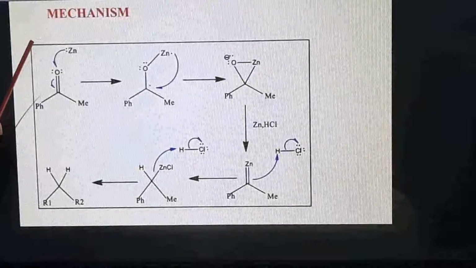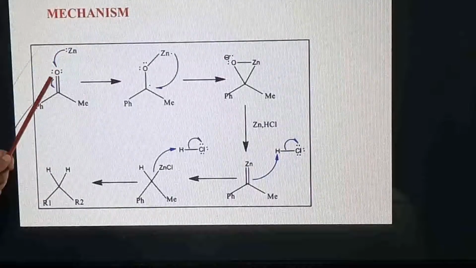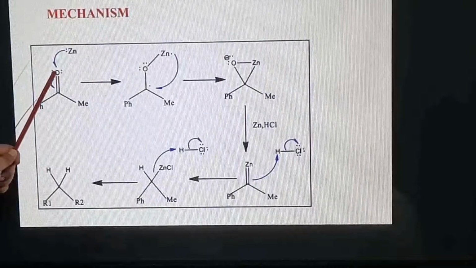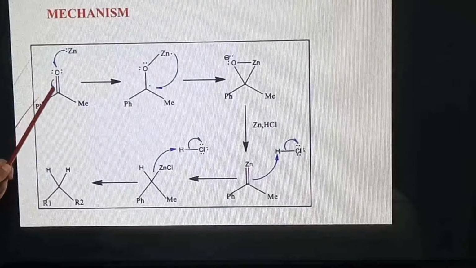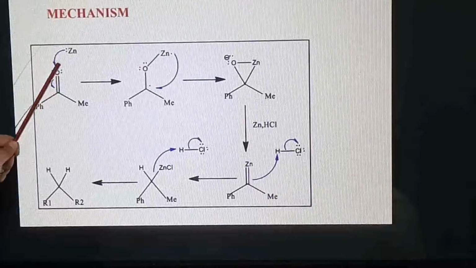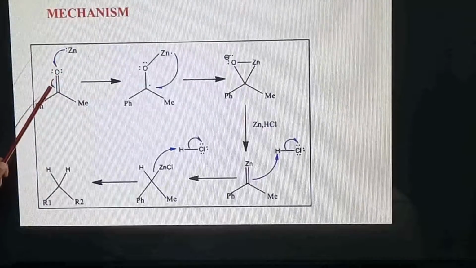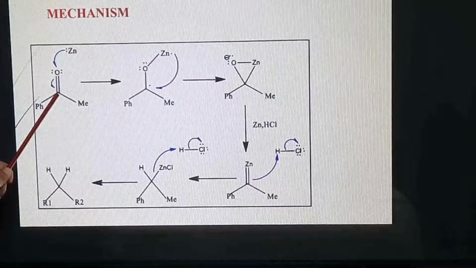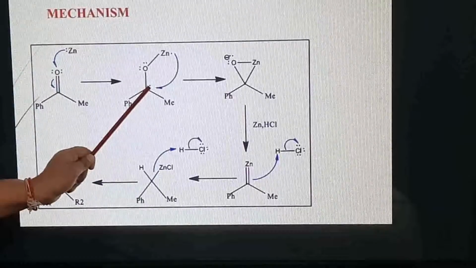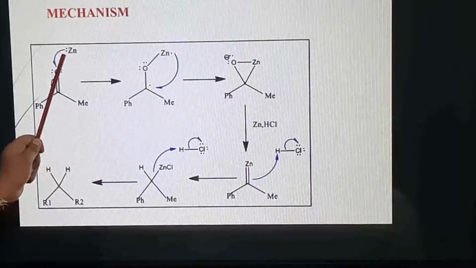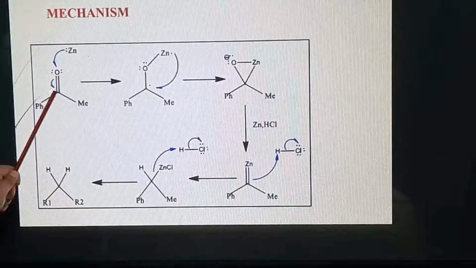Now the mechanism. Zinc is highly rich in electrons. In our ketone, oxygen is a highly electronegative atom and always wants to take electrons from the carbon. But here zinc is giving electrons to oxygen, and from the double bond, the carbon is getting electrons. This is the specific case. Generally a carbocation forms, but because of the presence of zinc, which is highly rich in electrons, it can donate electrons to oxygen. That's why carbon is getting electrons.